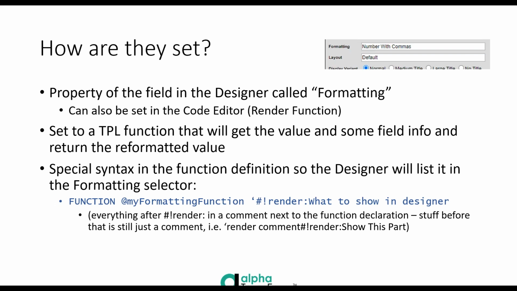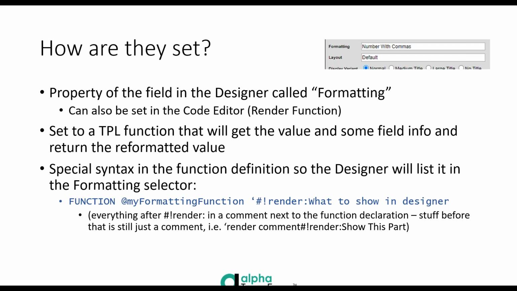So how do we set this up? There's a new property in the designer on a field called formatting. And so when you tap on that, you get a list of functions that are basically in your form definition that you can choose to apply to that particular field. You also can see this in the code editor on the properties of a field there as well. So it's a TPL function. That function is going to get called. It's going to get whatever the value in the field is, as well as some information about the field itself. And then it's your responsibility to return what you want to come back out.